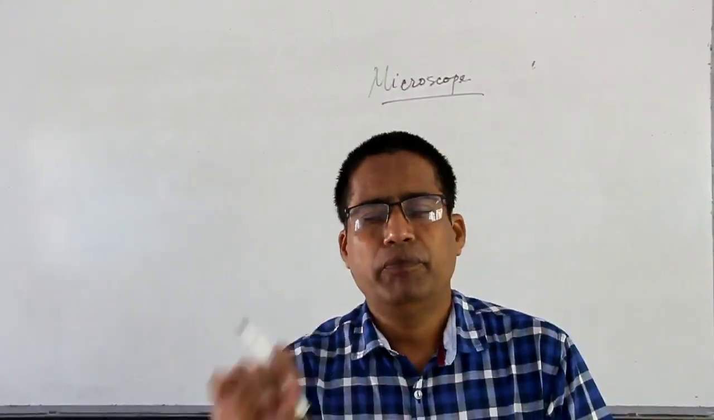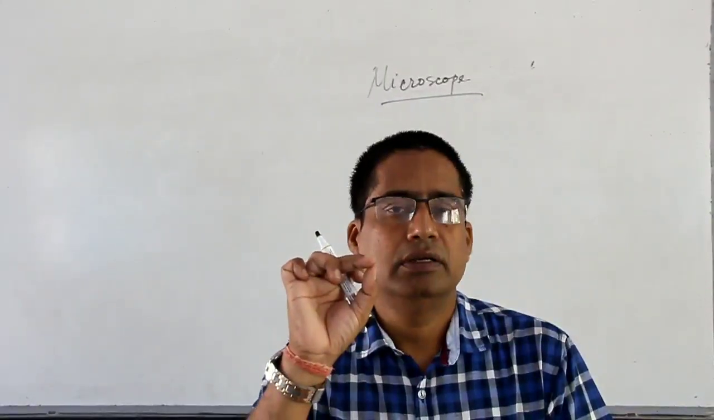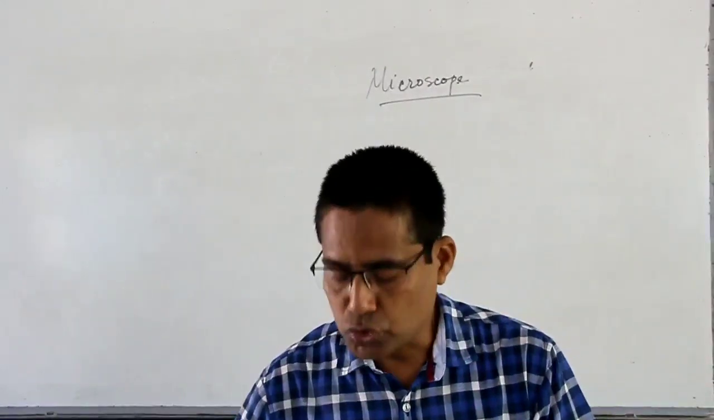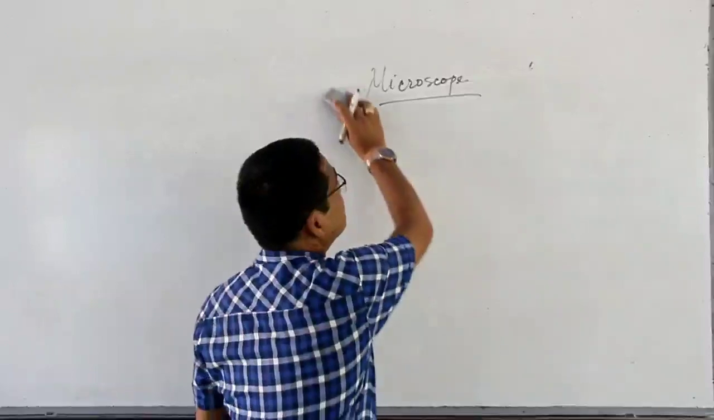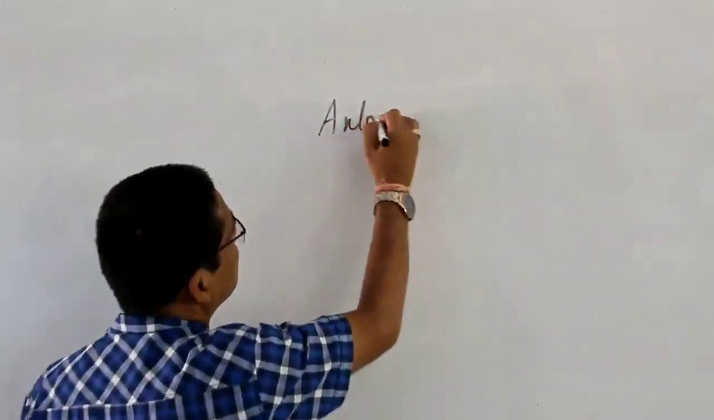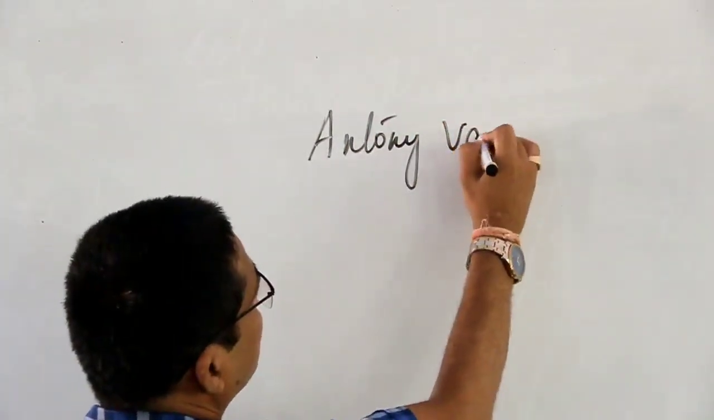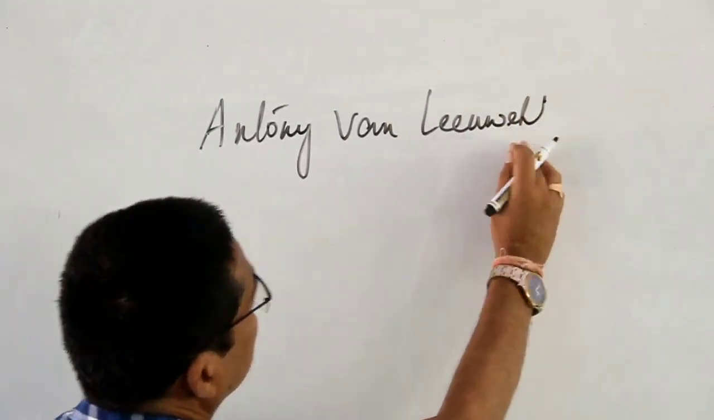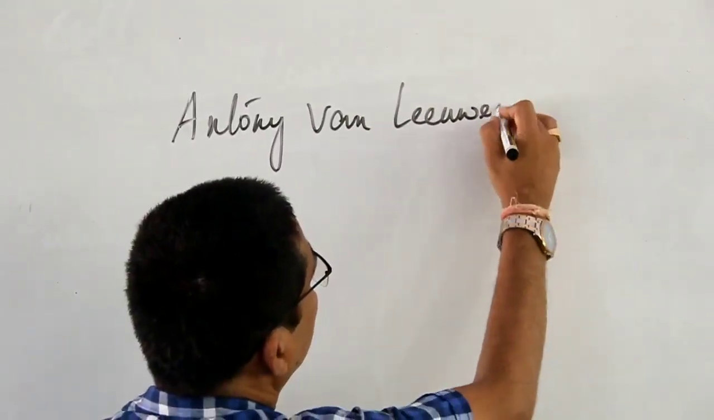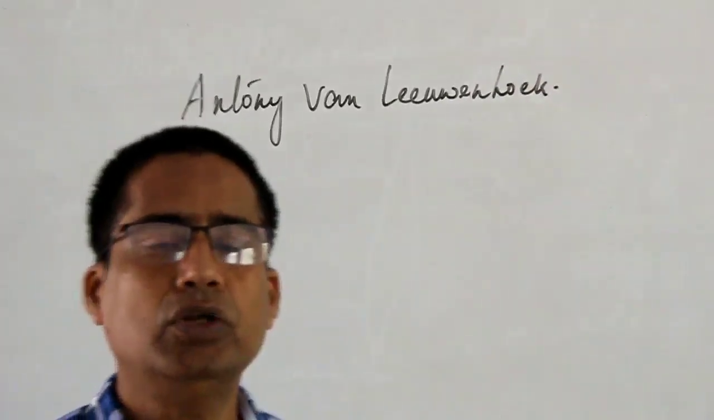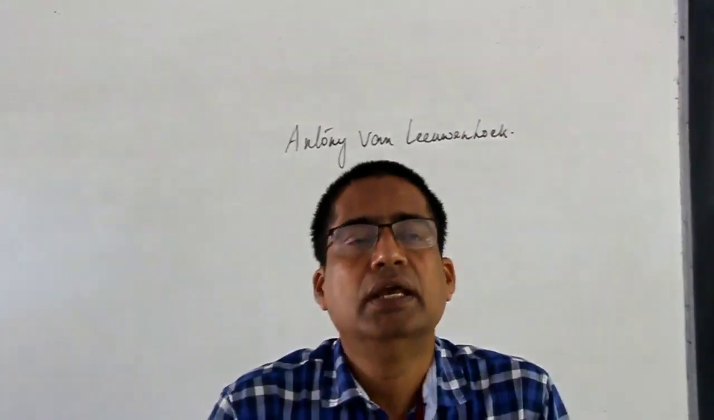Now I'll just give you a brief description about the invention of the microscope. This microscope was invented by two scientists, though not together, separately. First was Antony von Leeuwenhoek, a Dutch scientist.